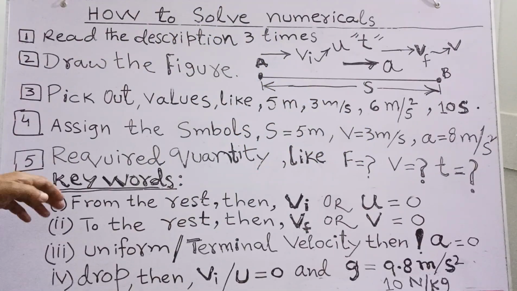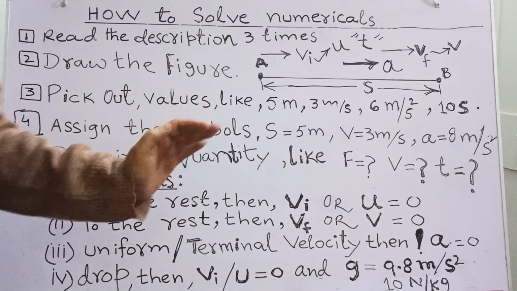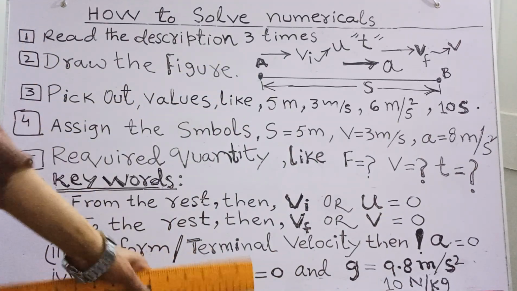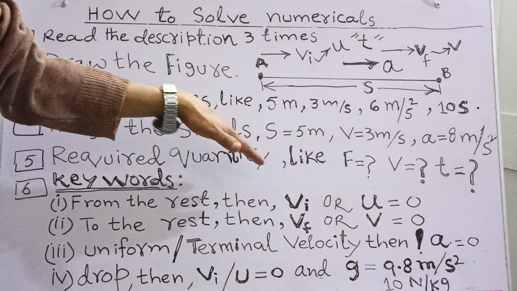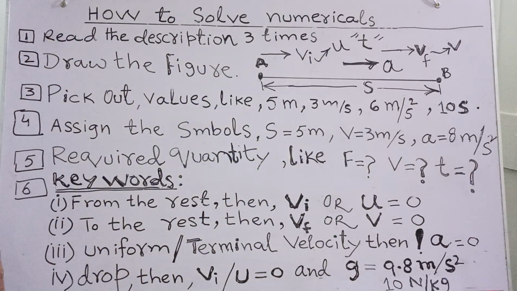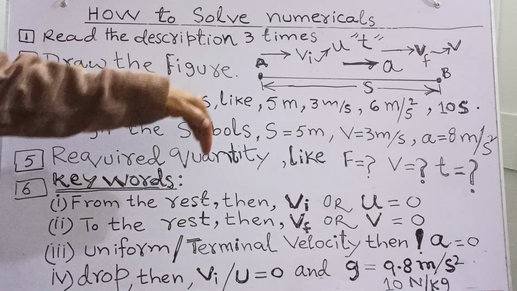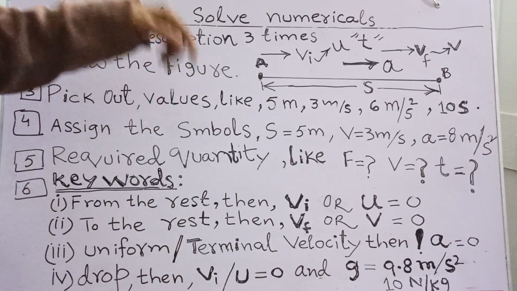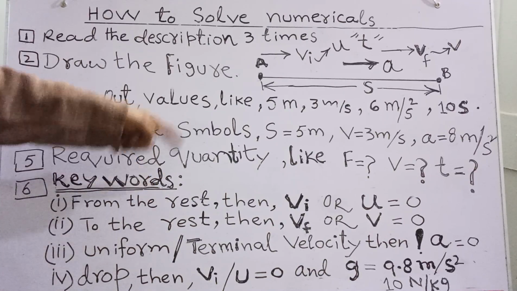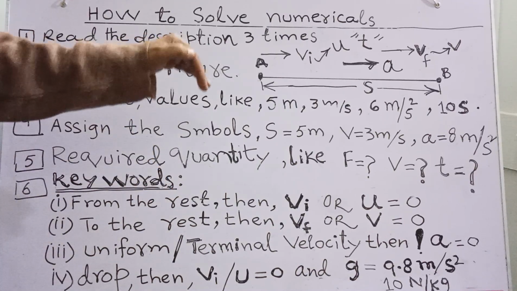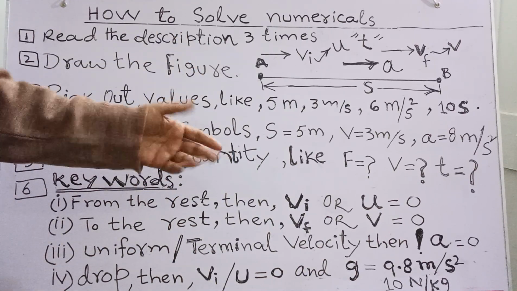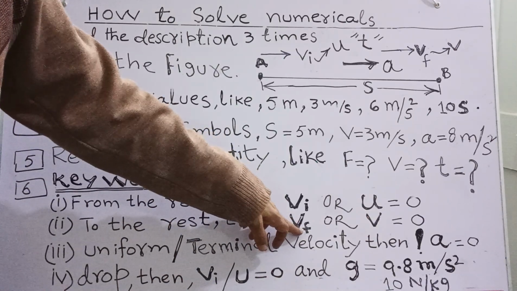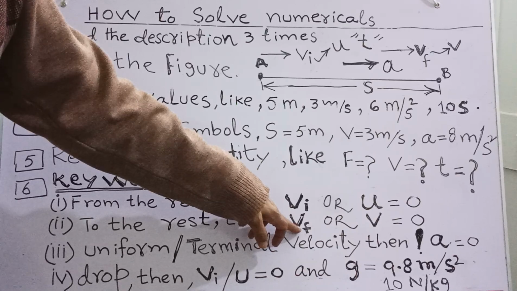"To the rest" means come to rest. It means the body has come to rest, the body has come to a stop, and the journey has ended. The journey has come to an end. So once again put 0, but this is the final velocity. So put Vf equal to 0. F means final velocity.